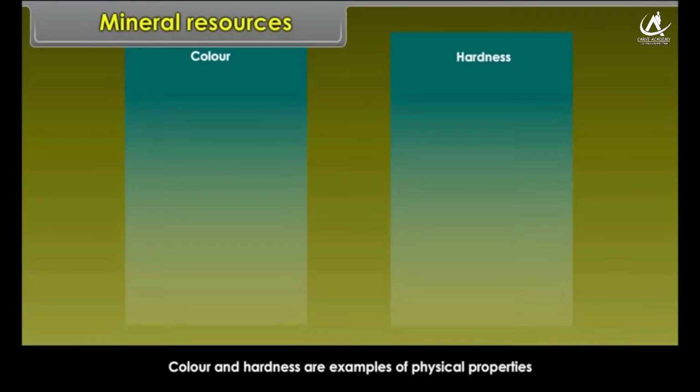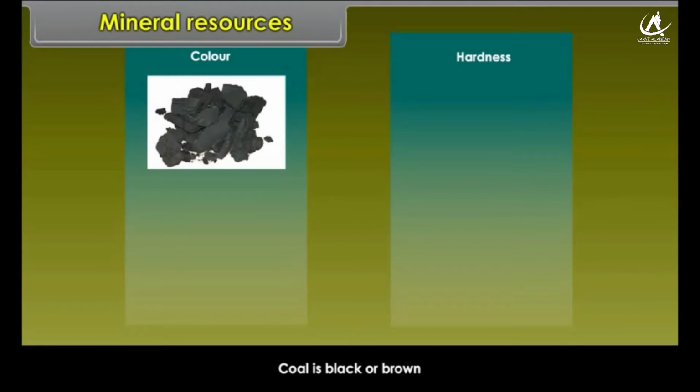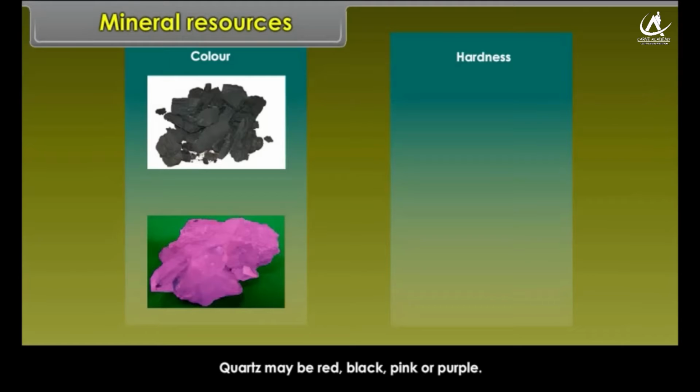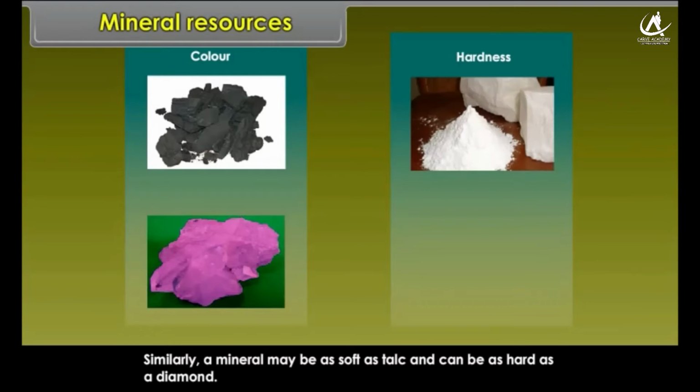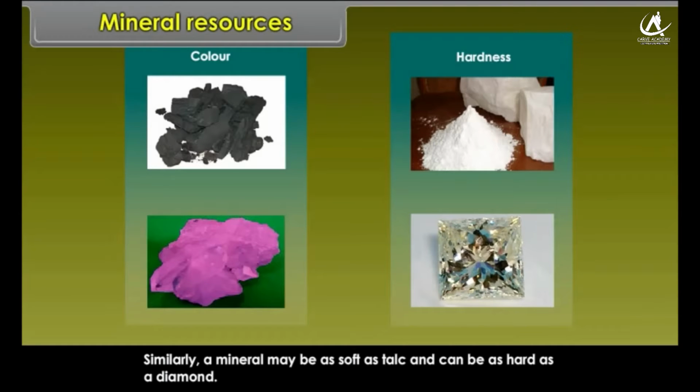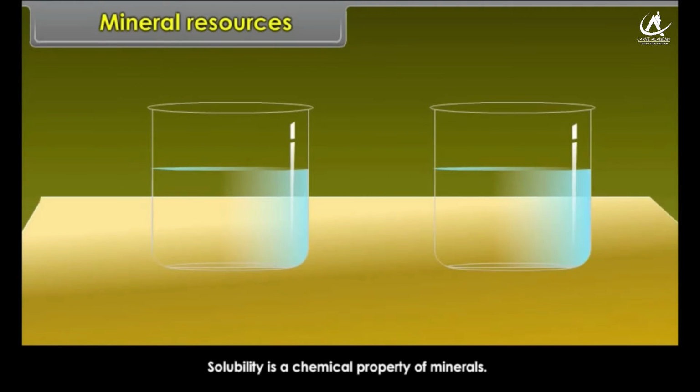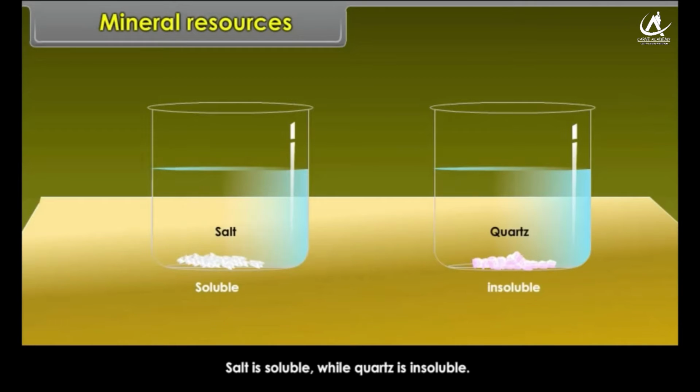Color and hardness are examples of physical properties. Coal is black or brown, quartz may be red, black, pink or purple. Similarly, a mineral may be as soft as talc and can be as hard as a diamond. Solubility is a chemical property of minerals. For example, salt is soluble while quartz is insoluble.